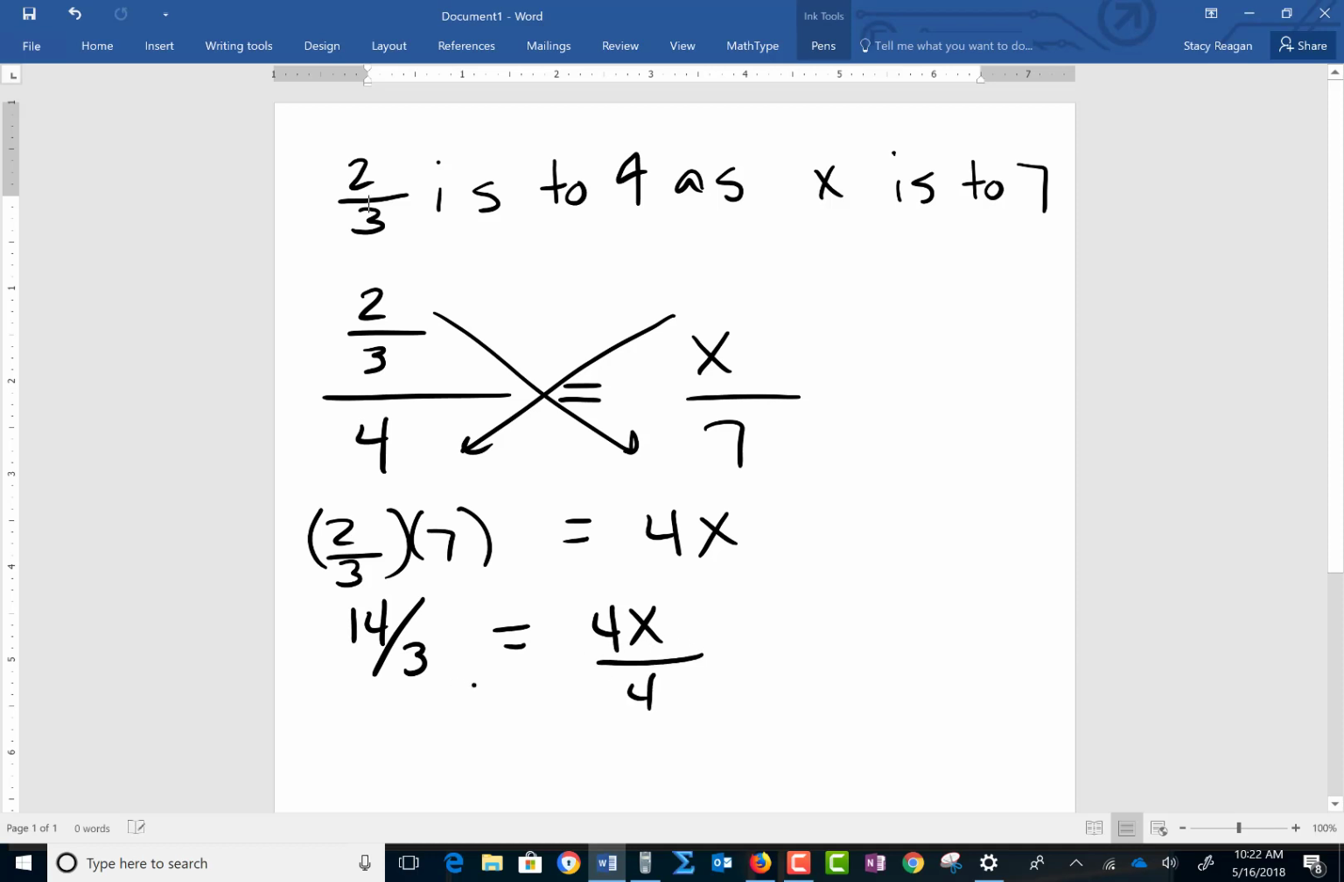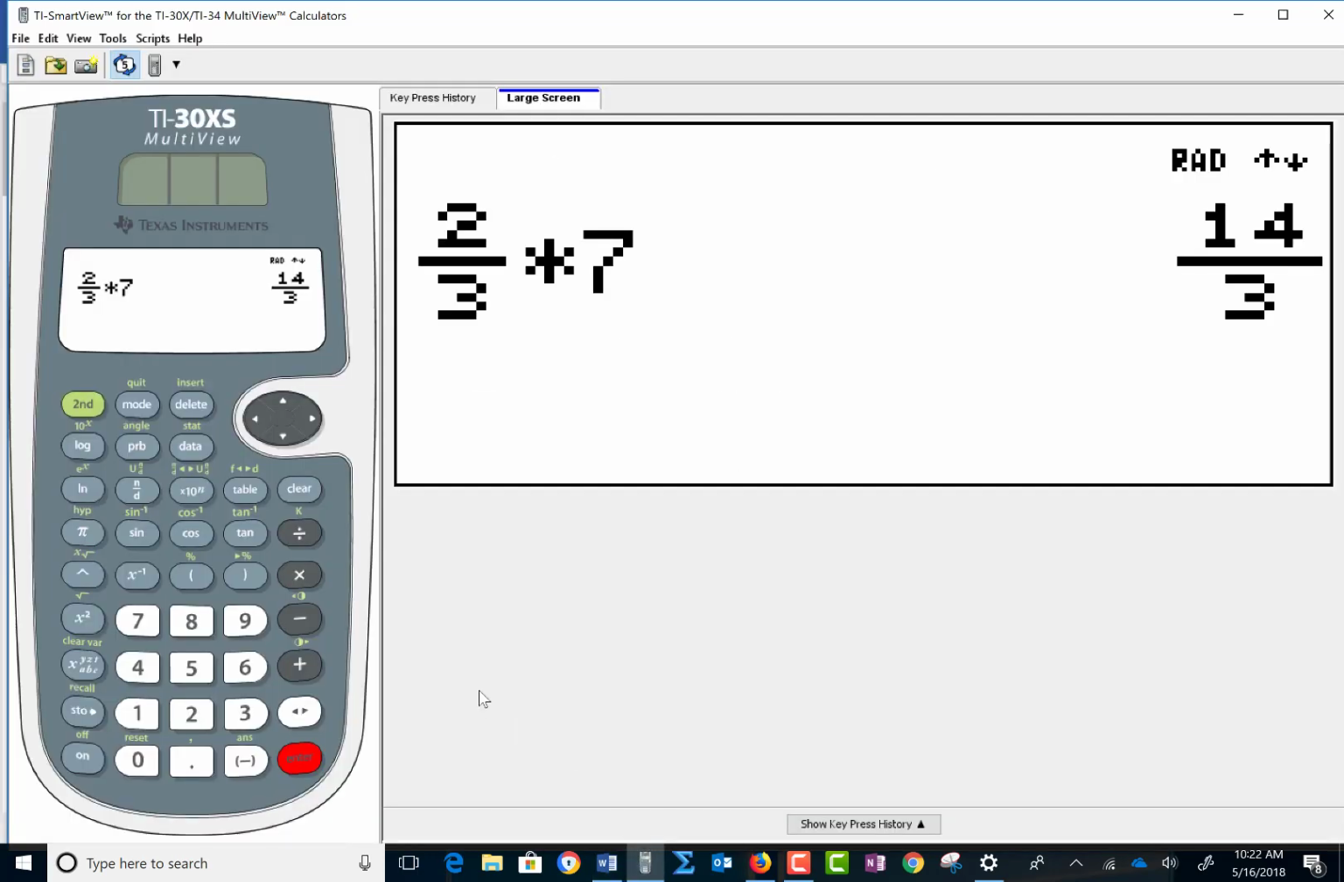And if I needed to divide both sides by 4, I could go back to my calculator and I have my 14/3 there. So 14/3 divided by 4, and I hit enter and it gives it to me as a fraction, a top-heavy fraction, which is fine. There are buttons on the calculator that will change these things if you need them in a different format.